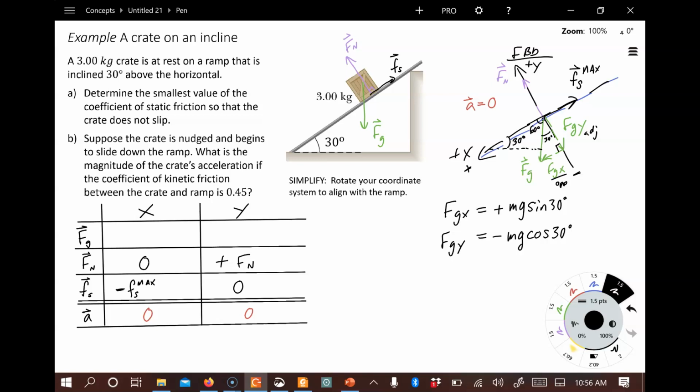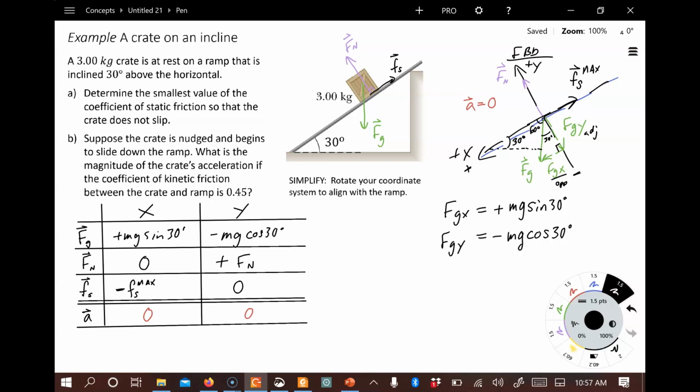So we got an x component of plus mg sine 30 degrees and minus mg cosine 30 degrees. And so by reorienting our coordinates, we only had to do trigonometry with one of the vectors, which makes our work a lot easier. From here on out, we're going to go ahead and use Newton's second law and put the information in our data table into that equation for the x and y directions.